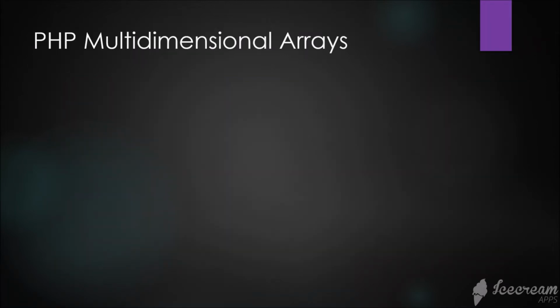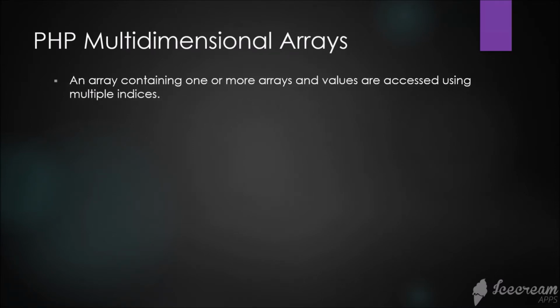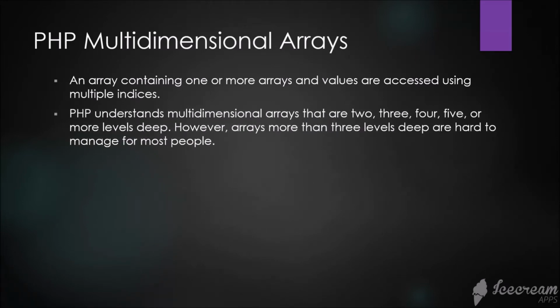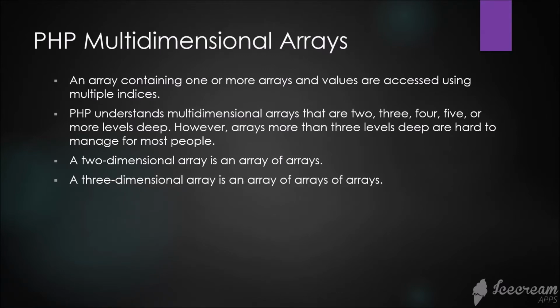Okay, so this will be our last array. So PHP Multidimensional Arrays. An array containing one or more arrays and values are accessed using multiple indices. PHP understands multidimensional arrays that are 2, 3, 4, 5, or more levels deep. However, arrays more than 3 levels deep are hard to manage for most people. So, a 2-dimensional array is an array of arrays. Then, a 3-dimensional array is an array of arrays of arrays. Okay?